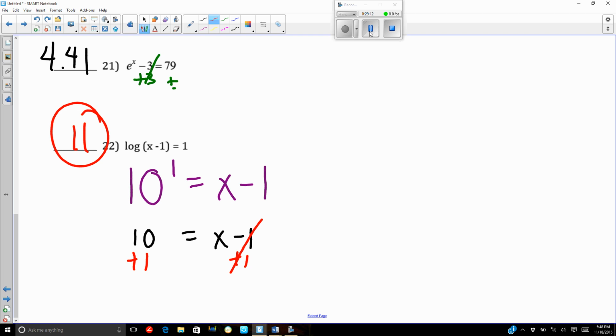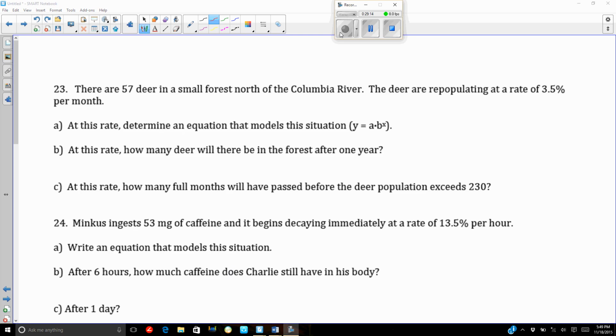All right, so we finish with some application problems for this unit. For these last few problems, 23, we have 57 deer in a small forest north of the Columbia River. The deer are repopulating at a rate of 3.5% per month. So that means if they're repopulating, that means they're growing. Their population is getting bigger. So part A says at this rate determine an equation that models this situation. And we're going to use an equation in this form, where A, remember, is the initial value of the population of deer, which is just 57.